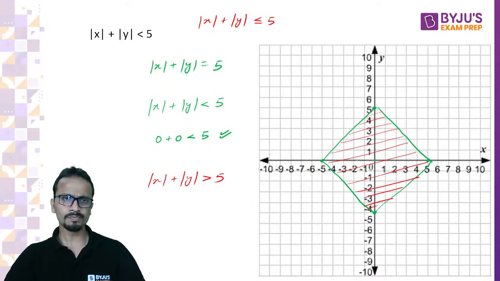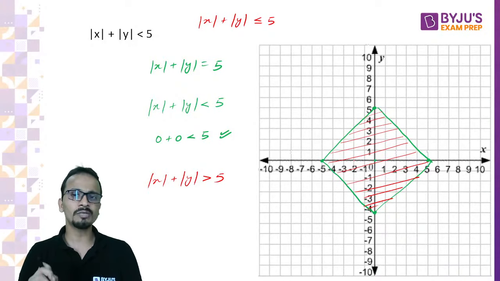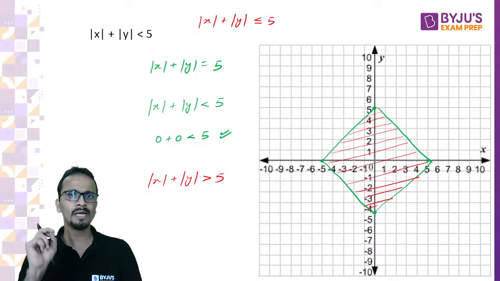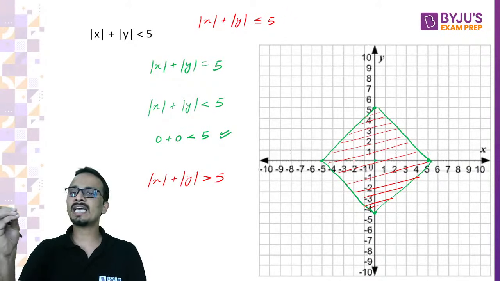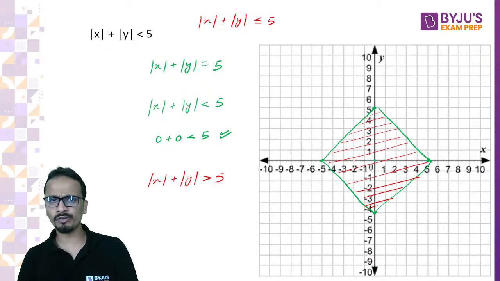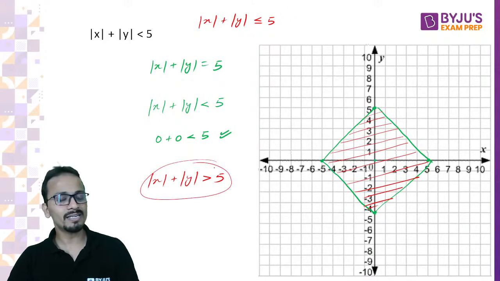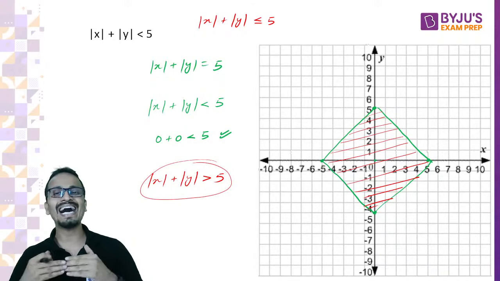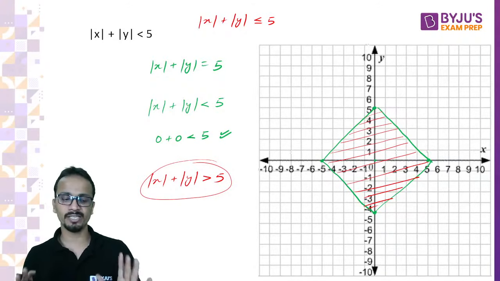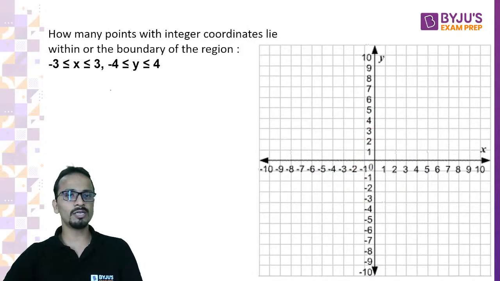Okay, so if it is less than 5, we will strictly be inside this region, and will not be considering the points which are lying on the boundary. If it is less than equal to 5, we will take all the points which are lying inside as well as on the boundary of this region. And if it is mod x plus mod y greater than 5, then we will be considering all the points which are lying strictly outside this region. Okay, fine. So let's plot first of all this part.